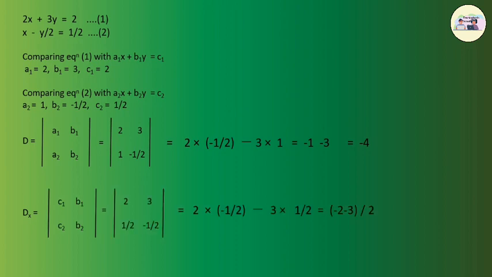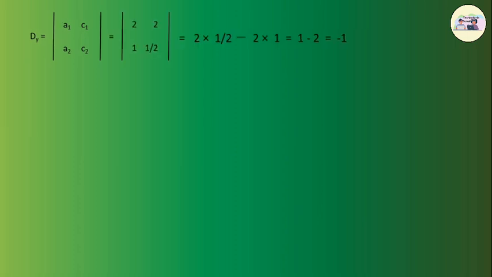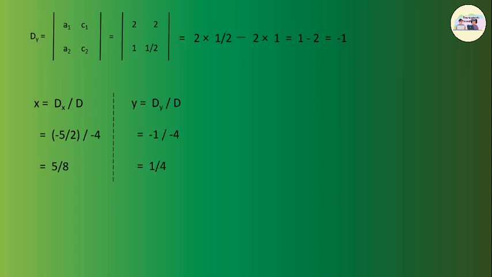After solving this, we get the answer as minus 5 by 2. Now Dy is equal to a1 c1 and a2 c2. After solving, we get the answer. Now applying the formula x equals Dx by D and solving it, we get the answer as 5 by 8, and y equals Dy by D and solving it, we get the answer as 1 by 4. Therefore the solution x, y is equal to 5 by 8, 1 by 4.